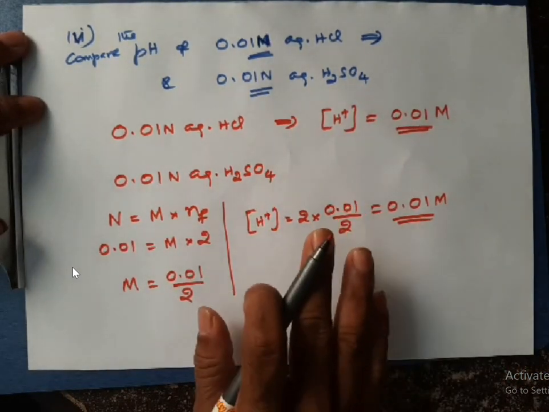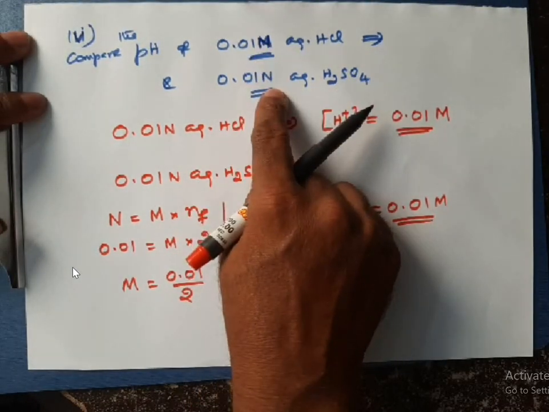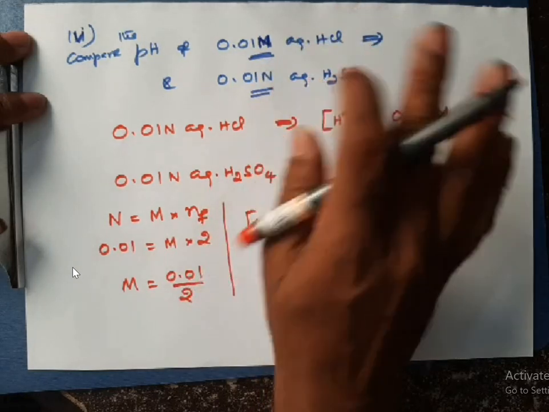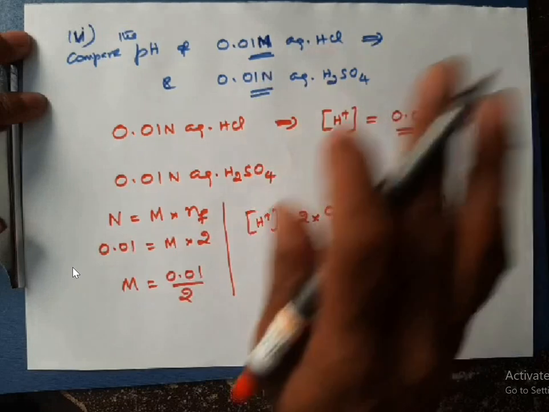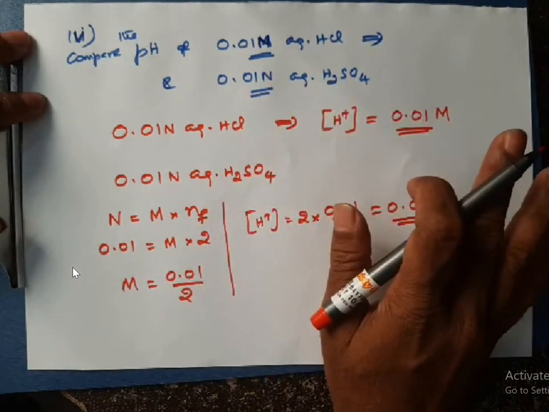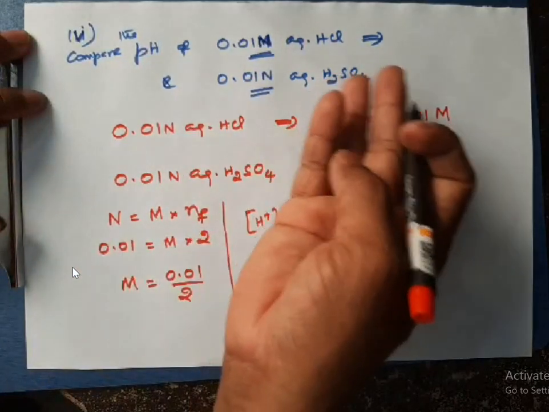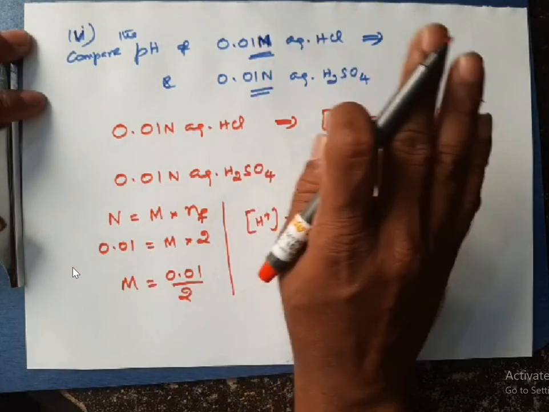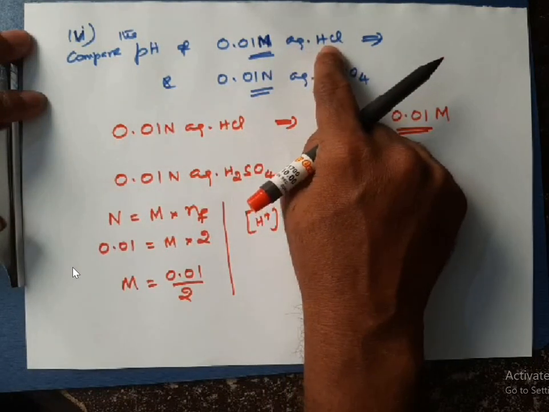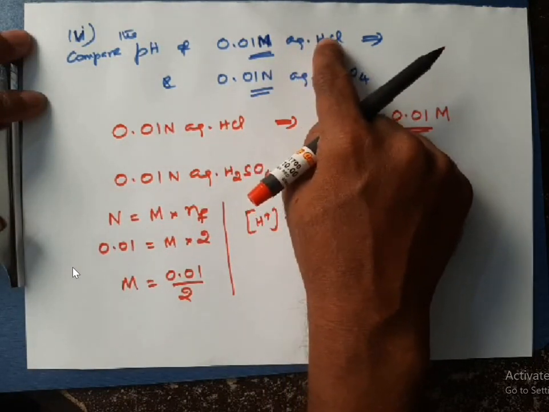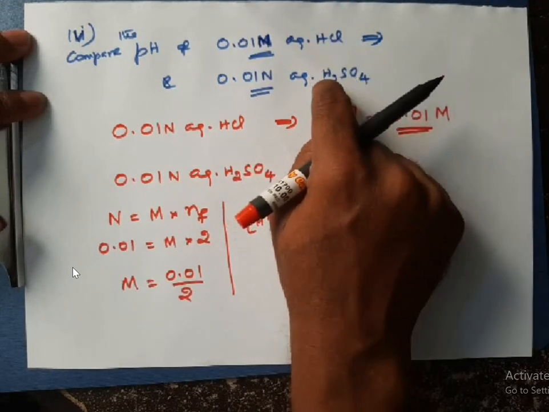So what I'm trying to tell is that if it is given in normality, see whether the acids are strong acids or not. If they are strong acids, whatever may be the acid, don't worry about the number of H plus and all. They will give the same molar concentration of H plus. That means if you calculate H plus from a monobasic acid, the same value you will get for the other acids also.